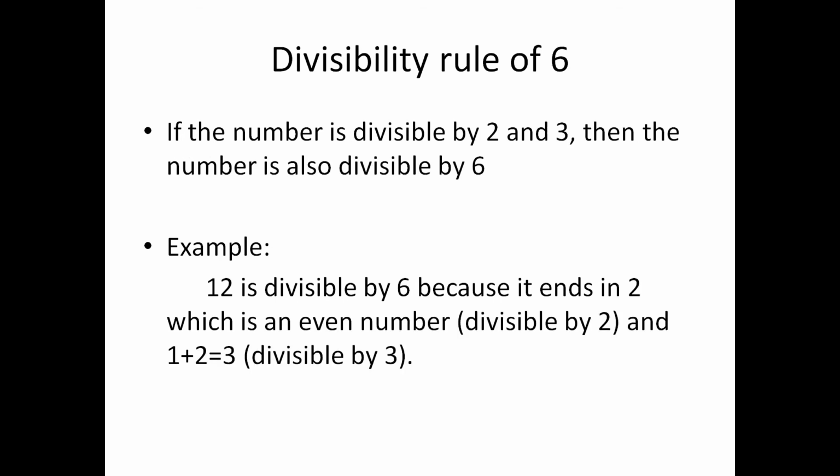If the number is divisible by 2 and 3, then the number is also divisible by 6. So in this one, you kind of have to go back to the divisibility rule of 2 and 3. And 12 is divisible by 6 because it ends in 2, which is an even number. That means it's divisible by 2. And 12 is also divisible by 3 because 1 plus 2 is 3. That's divisible by 3. So it's divisible by 2 and 3, so it's also divisible by 6.